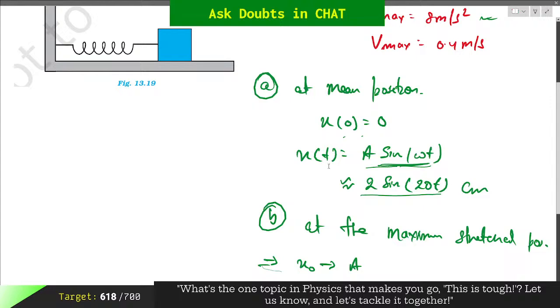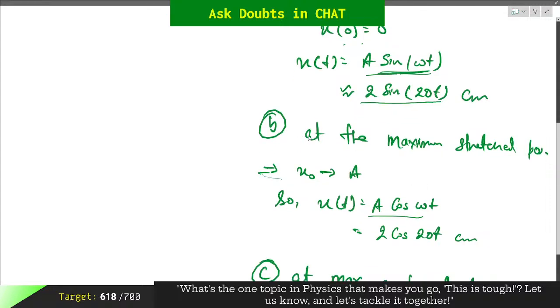So taking the function of SHM as x(t) equals a sin(omega t plus or minus phi). Here at t equals 0, x equals 0. So phi must be equal to 0, so that sin 0 equals 0. Now at t equals 0, a sin of 0 degrees would be equal to 0. So the equation will be of this form, that is a sin omega t. Here omega is 20, so it would be equal to 2 sin 20t.